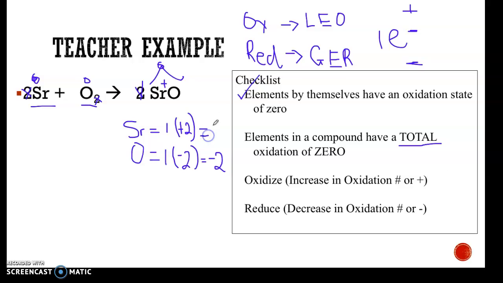And when I look on my periodic table, yup, Sr has a +2. So +2 plus -2 will cancel each other out and give me 0. So I've satisfied my second point of my checklist.